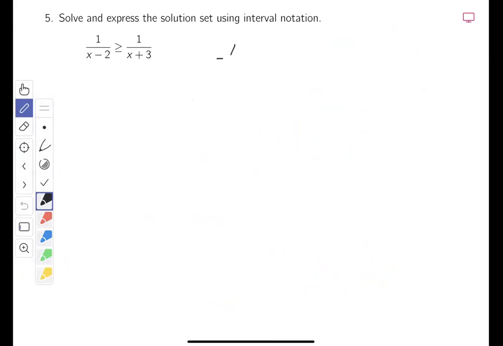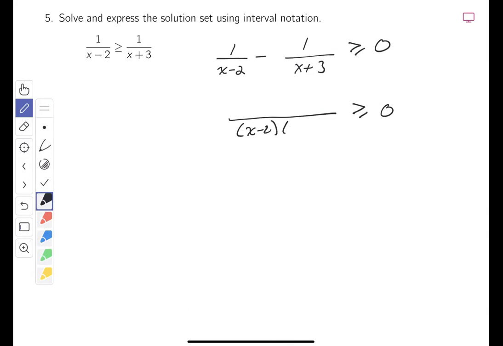So 1 over x minus 2 minus 1 over x plus 3 greater than or equal to 0. Now, certainly it requires that you've taken Math 100 and mastered that material. Common denominator, x minus 2 times x plus 3. What do you get over here? x plus 3 times 1, which is x plus 3, minus x minus 2 times 1, which is the quantity x minus 2. Let me see if I can do that.